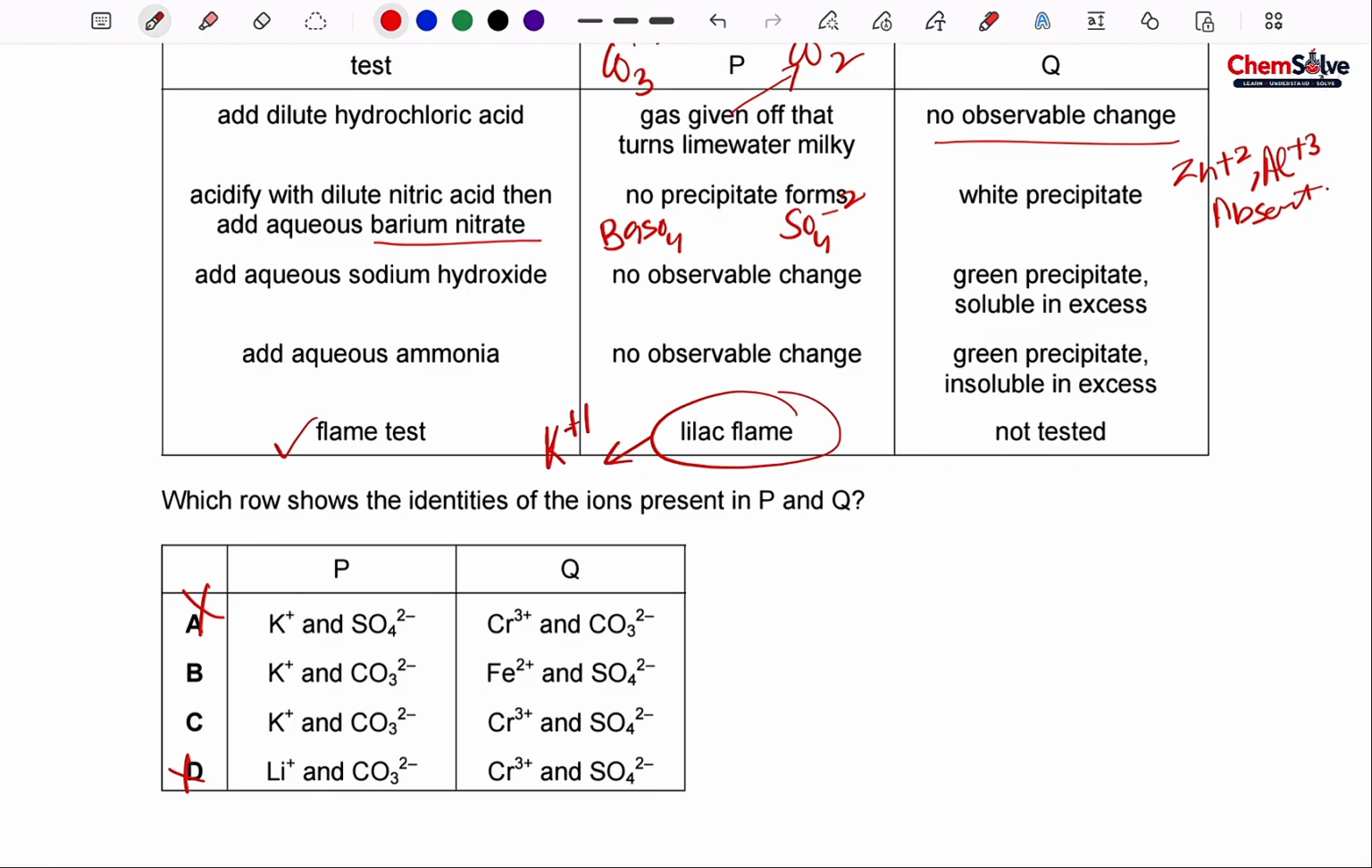Okay, so we have to compete between option B and C. Now look at the table and it says green precipitate is formed. Green precipitate is formed for both iron 2 and chromium 3, but these green precipitates are insoluble in excess. So if they are insoluble in excess, then it must be chromium 3, because iron 2 is soluble in excess. So the correct option is option C.